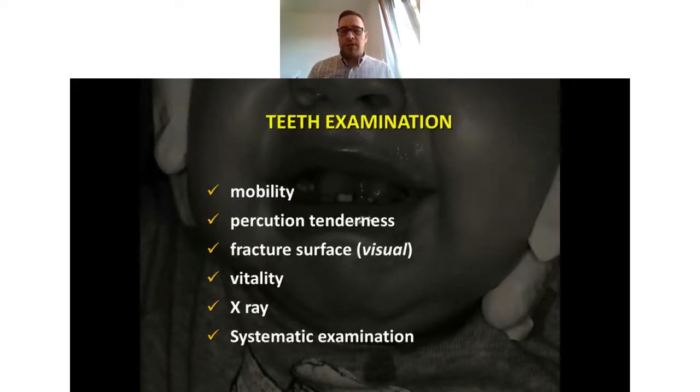X-ray, of course, we need to make an X-ray of the teeth. We're supposed to make a decision on which type of X-ray we will make. It's up to us, made on what type of injury the patient has. And of course, we need to make a systematic examination, because it's not solely to look at the teeth that are broken or injured. We need to look at the whole mouth.